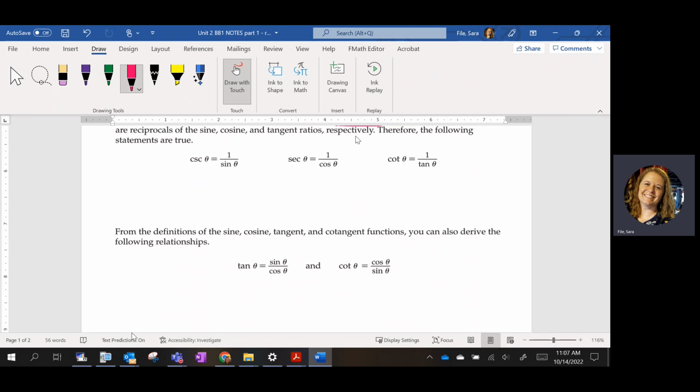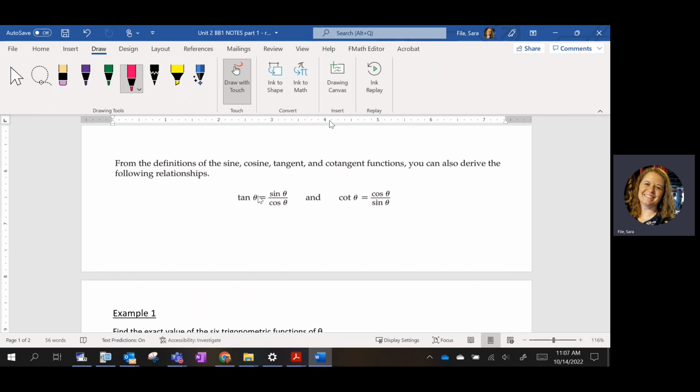Now, another relationship besides the reciprocal identities is this. These are called quotient identities. Quotient means what? What are you doing if you're finding a quotient? You're dividing. So there are two trig functions that when you divide them, it gives you another trig function. Sine divided by cosine is equivalent to tangent. So this is a quotient relationship between those.